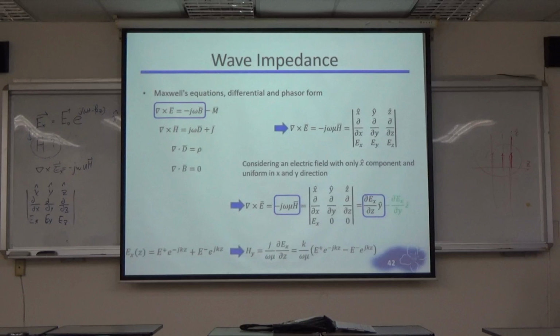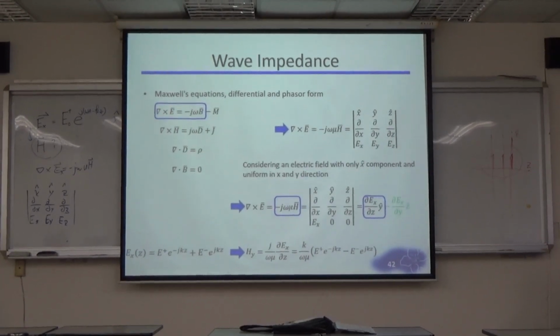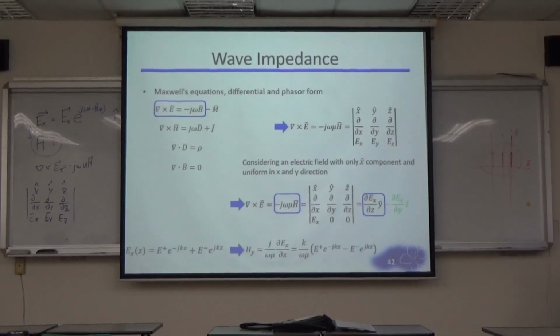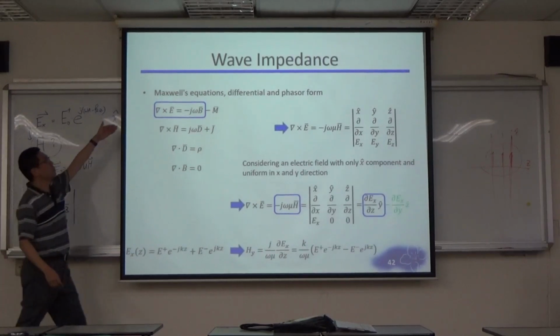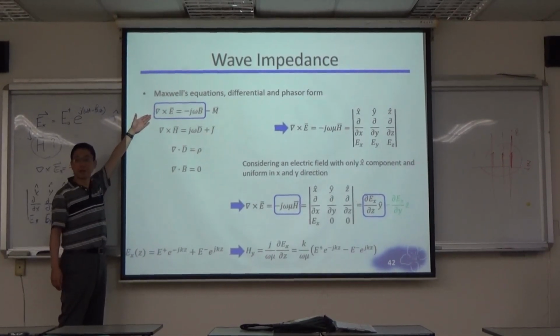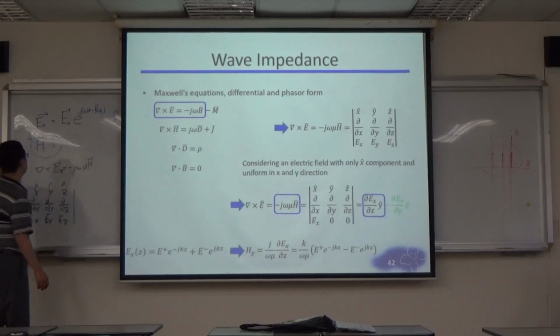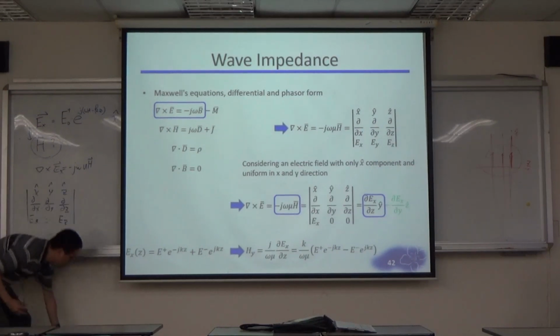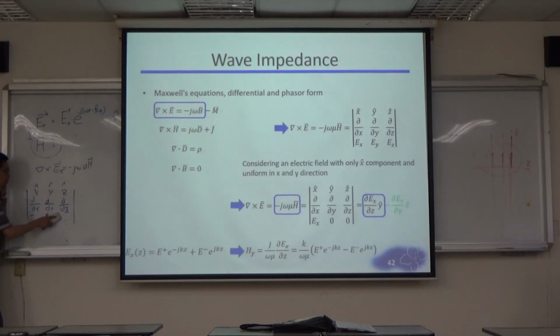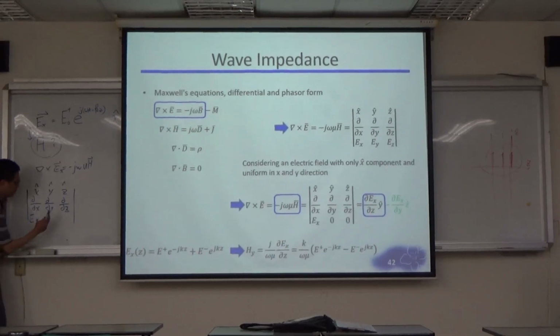The relationship between the E field and the H field is given by the Maxwell equations. You use this one and you can obtain the result. Just write it down, and then you know your Ex. You have only this term, right? So you don't have Ey, and you don't have Ez, and you put 2 0 here.